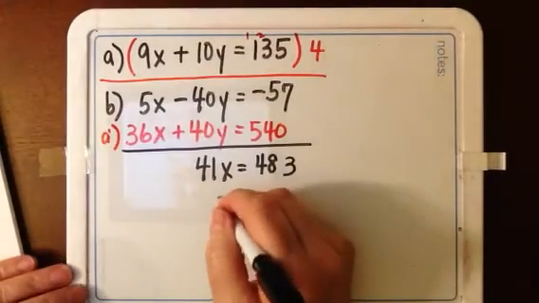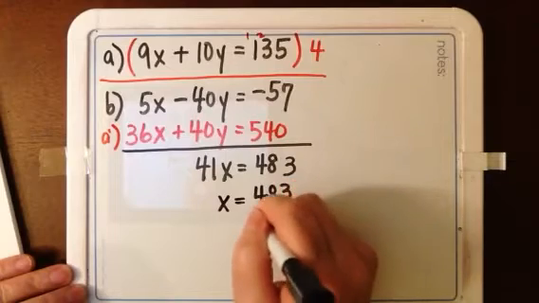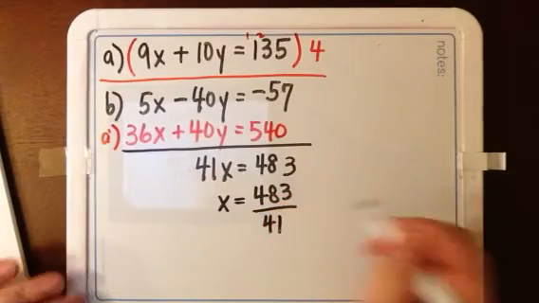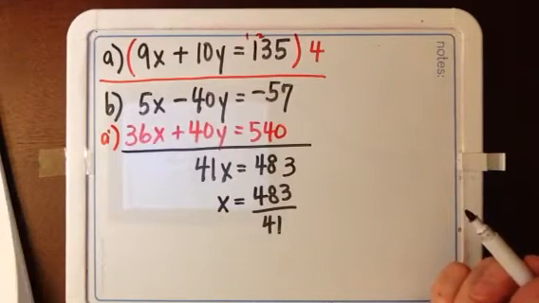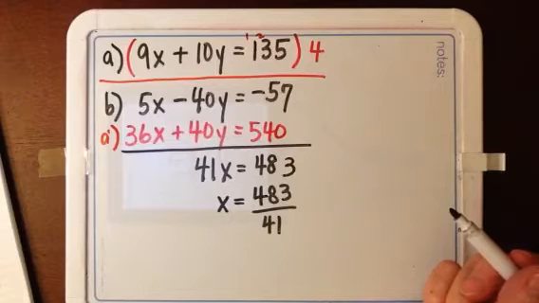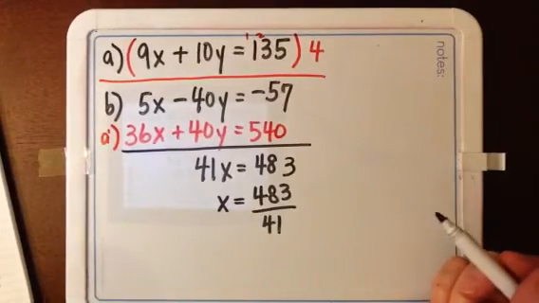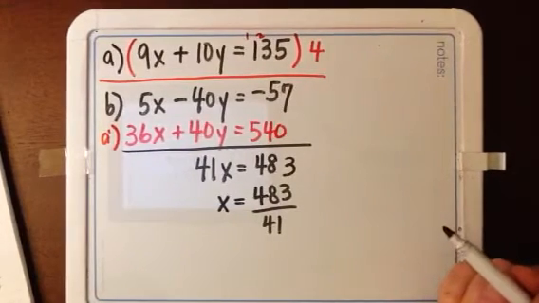So when you're at this point, the result will be x is 483 divided by 41. Which is not what I got when I figured this out. But I don't see anything wrong with my math. If you do, leave me a comment.